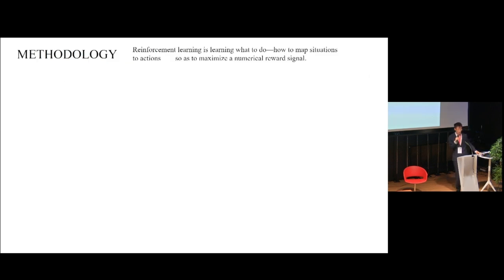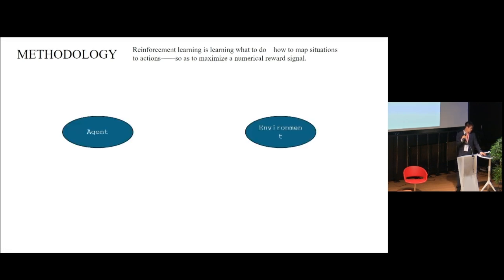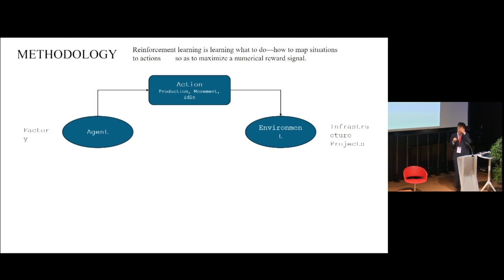So to solve the problem, we propose a reinforcement learning computational framework, which contains two major elements. One is the agent, which is defined as the factory in our research, and the environment is the infrastructure project. The agent reacts to the environment by taking actions. The action space is defined as the production, which can be characterized as the productivity rate, and also the movement or the idle state. The agent makes a decision according to the current state.